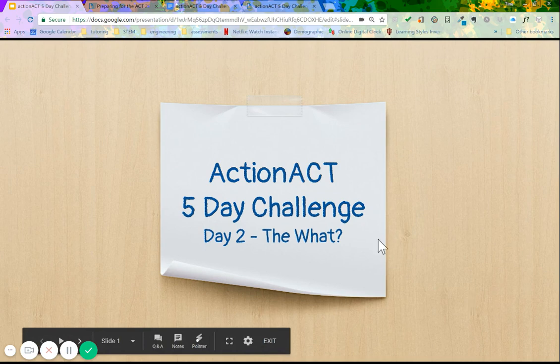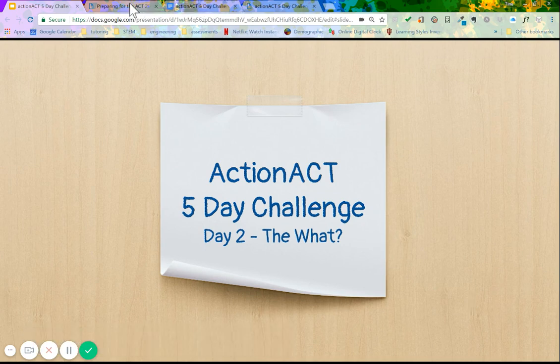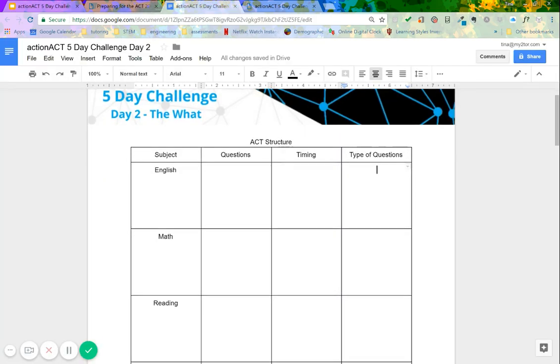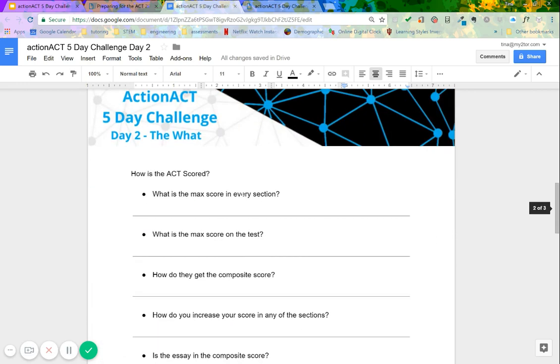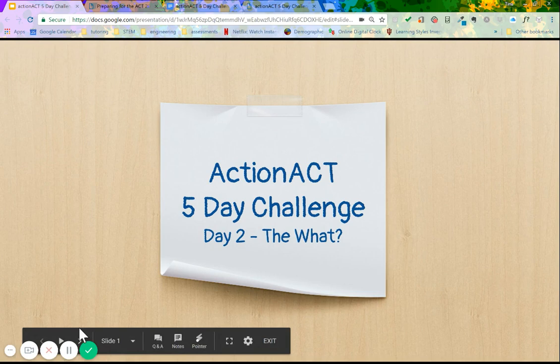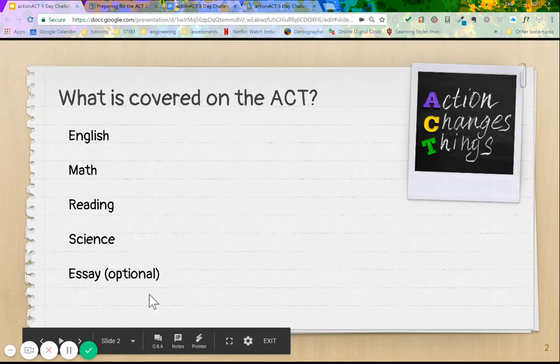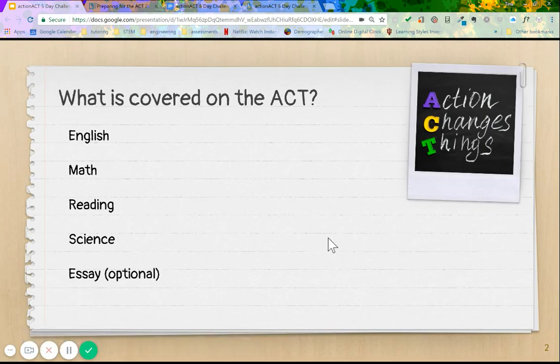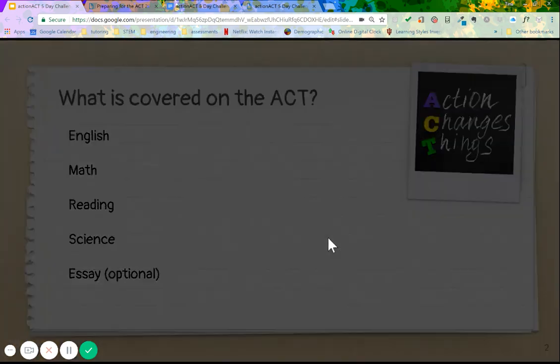If you haven't already, go ahead and download the worksheet so that you can take notes as we're going through and talking about what is actually going to be on the ACT. All right, so what is covered on the ACT? There are 5 sections on the ACT: English, math, reading, science, and then an optional essay. And I will talk more about all those now. Let's dive right into the details.